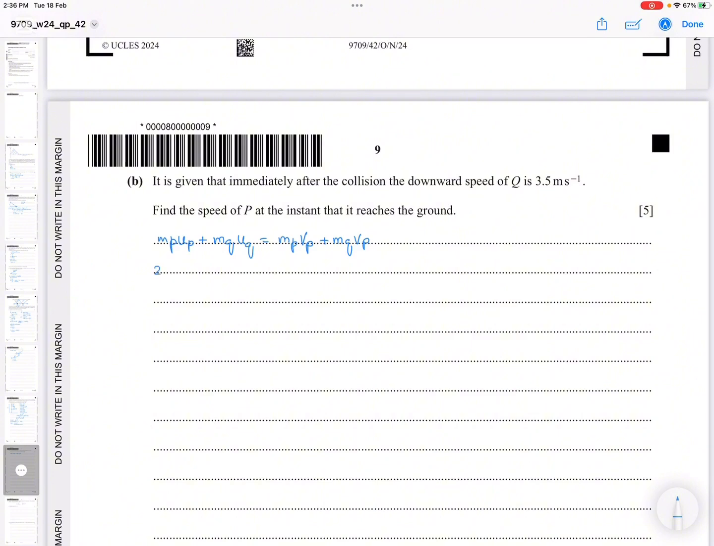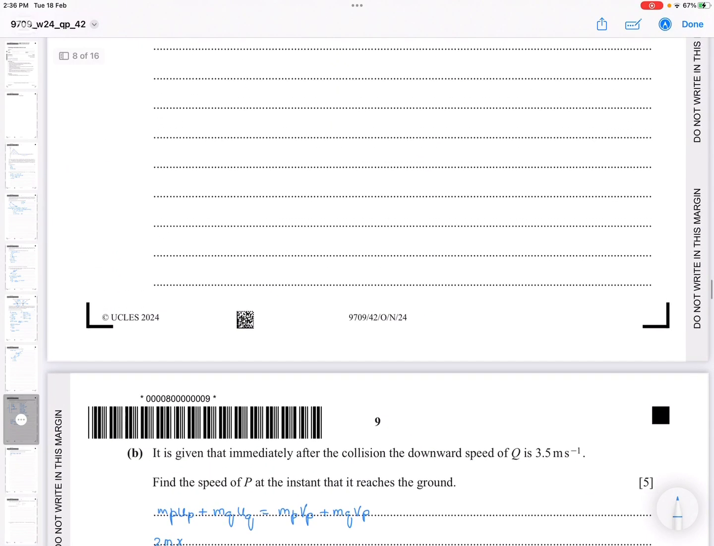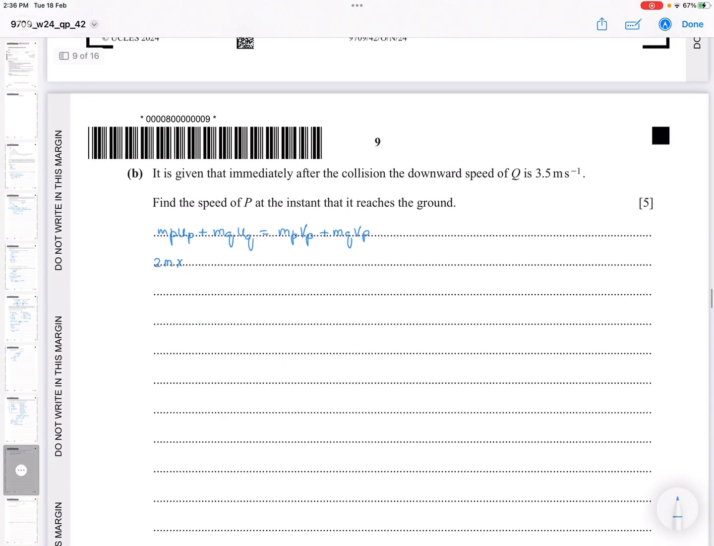Mass of P is 2m times initial velocity before collision, which was 3 meter per second, plus mass of Q is m, initial velocity 5, and again 2m times vp plus m, mass of Q, times 3.5. So these are cancelled. So 11.